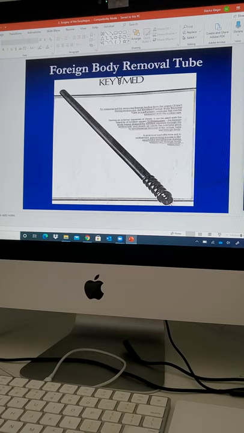So this is for foreign body removal. They also have a magnet. They can run the magnet down and try to pull it. So they're going to find a stricture or a foreign body there, and they're going to try to bring it up with the magnet. They can do it with the fluoroscope, and that would be the easiest way because they don't damage the esophagus.